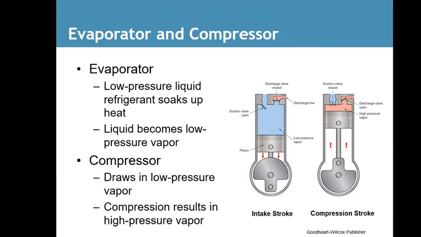Evaporator and compressor. The evaporator is a low pressure liquid. Refrigerant soaks up the heat. The liquid becomes low pressure vapor. It boils off inside the evap coil. If we're talking about 410A, it boils off at about 53 degrees. So as long as the air coming through the evap coil is over 53 degrees, it's going to work fine.